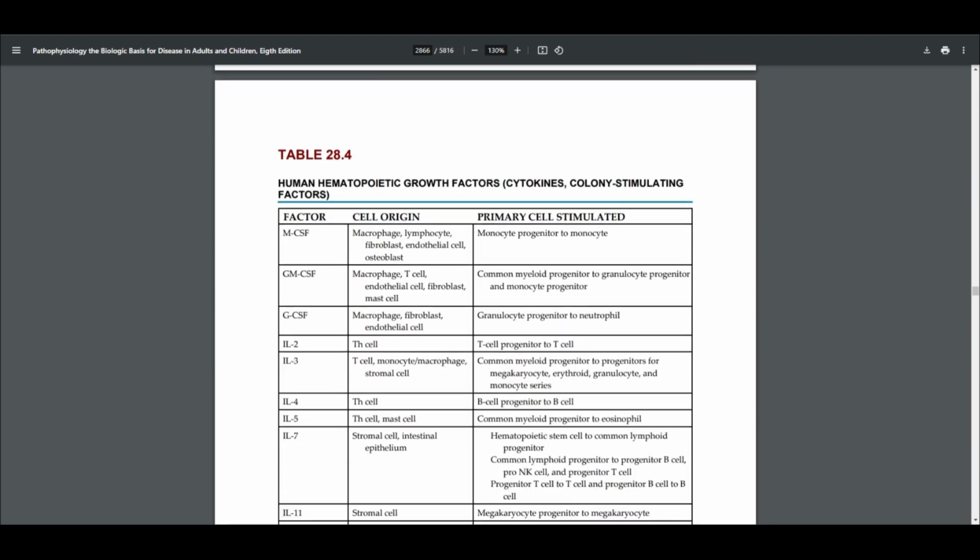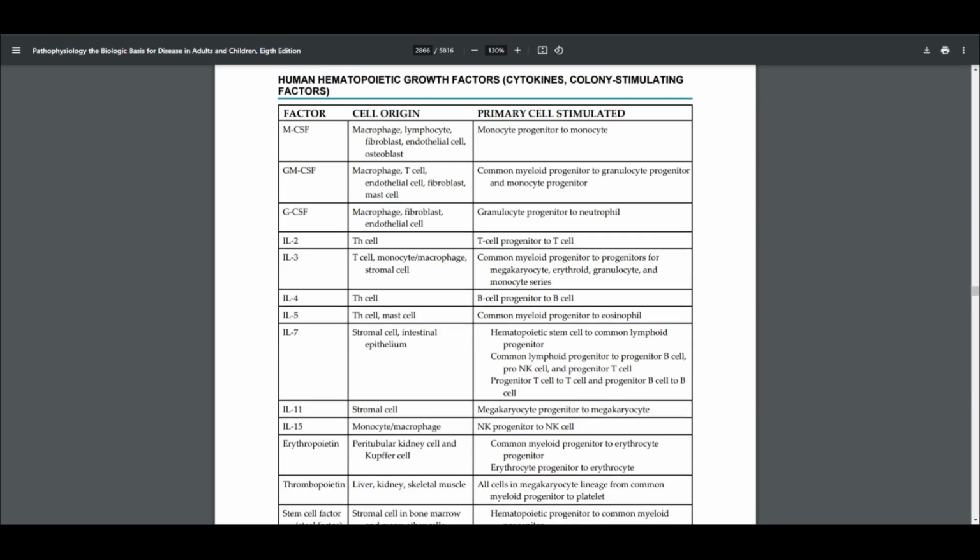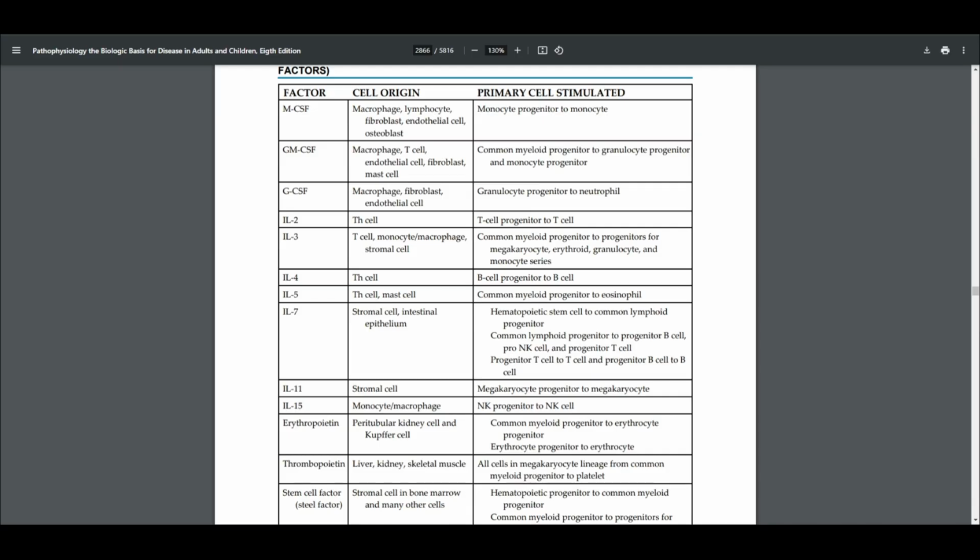So here in this table you see the human hematopoietic growth factors. A good spot to hit pause so you can review different factors, their cell origin, and the primary cell that is being stimulated.